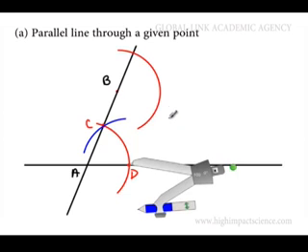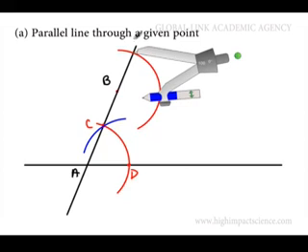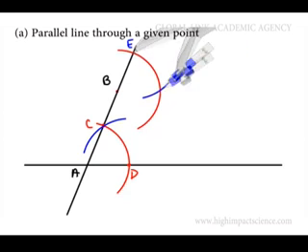Then without changing that radius, place the compass at this point of intersection. You can call it E. Then make an arc that intersects the red arc. We can mark the point as F. Now the thing is, CD is equal to EF. That's basically why we were measuring length CD.